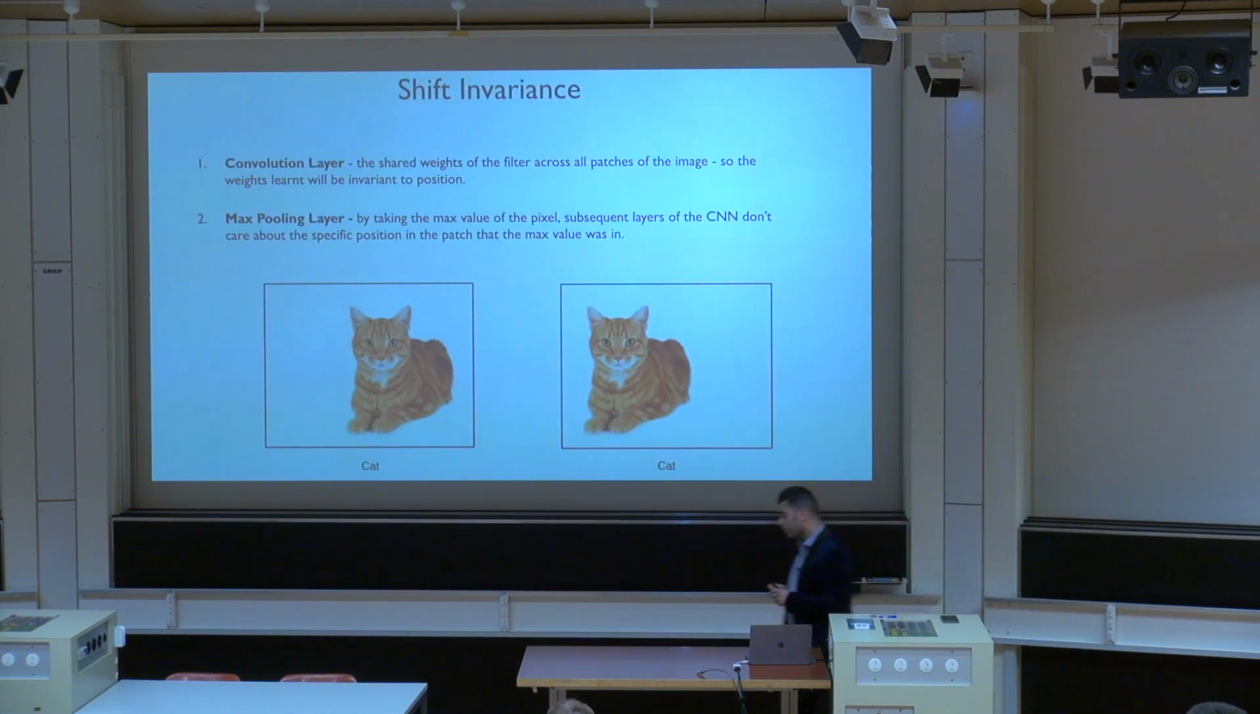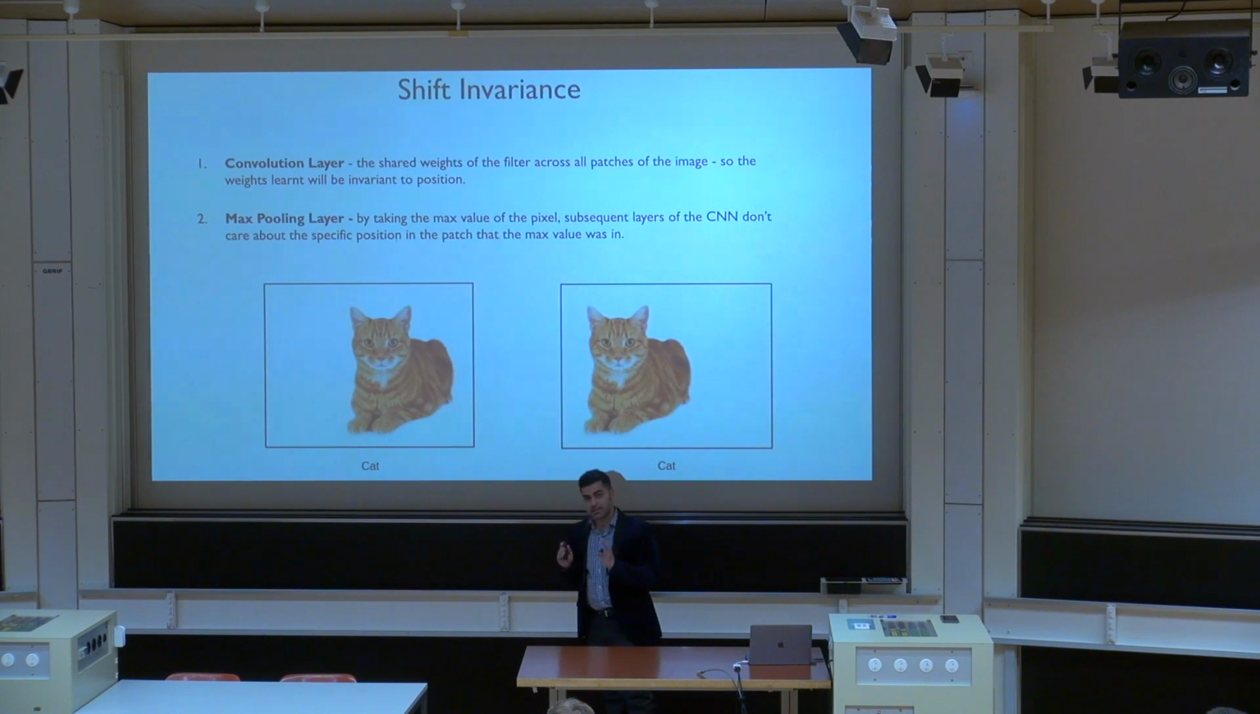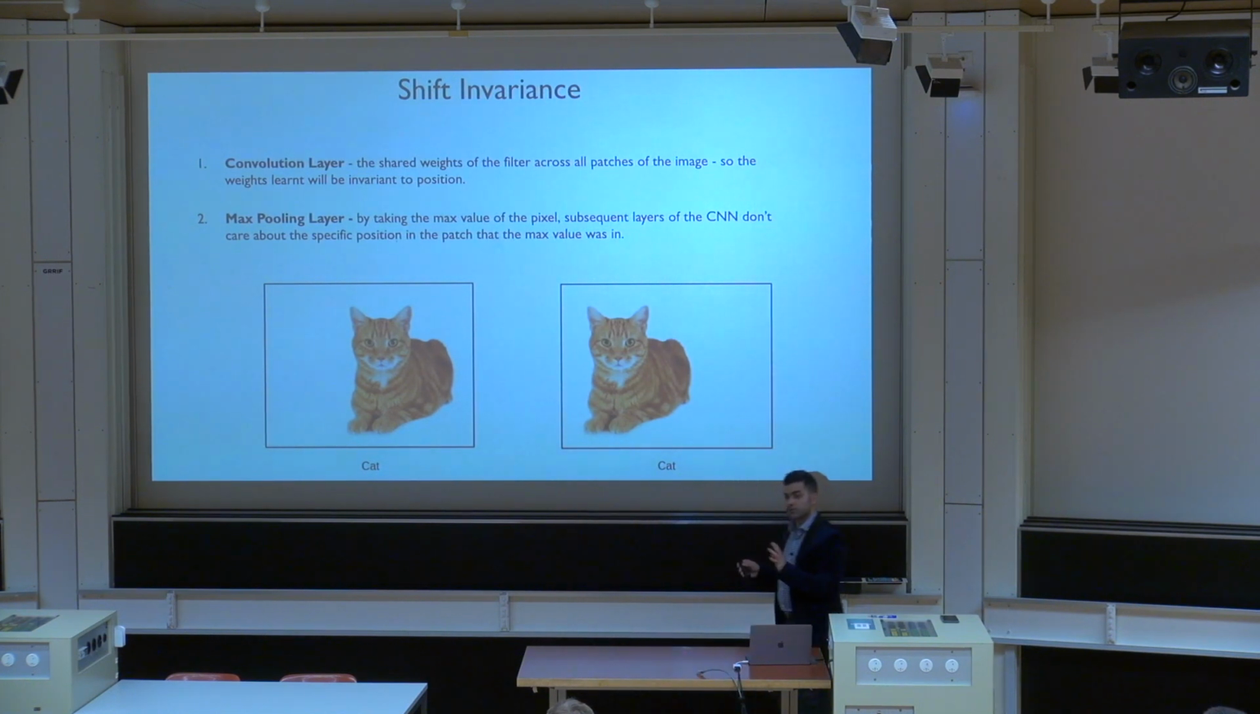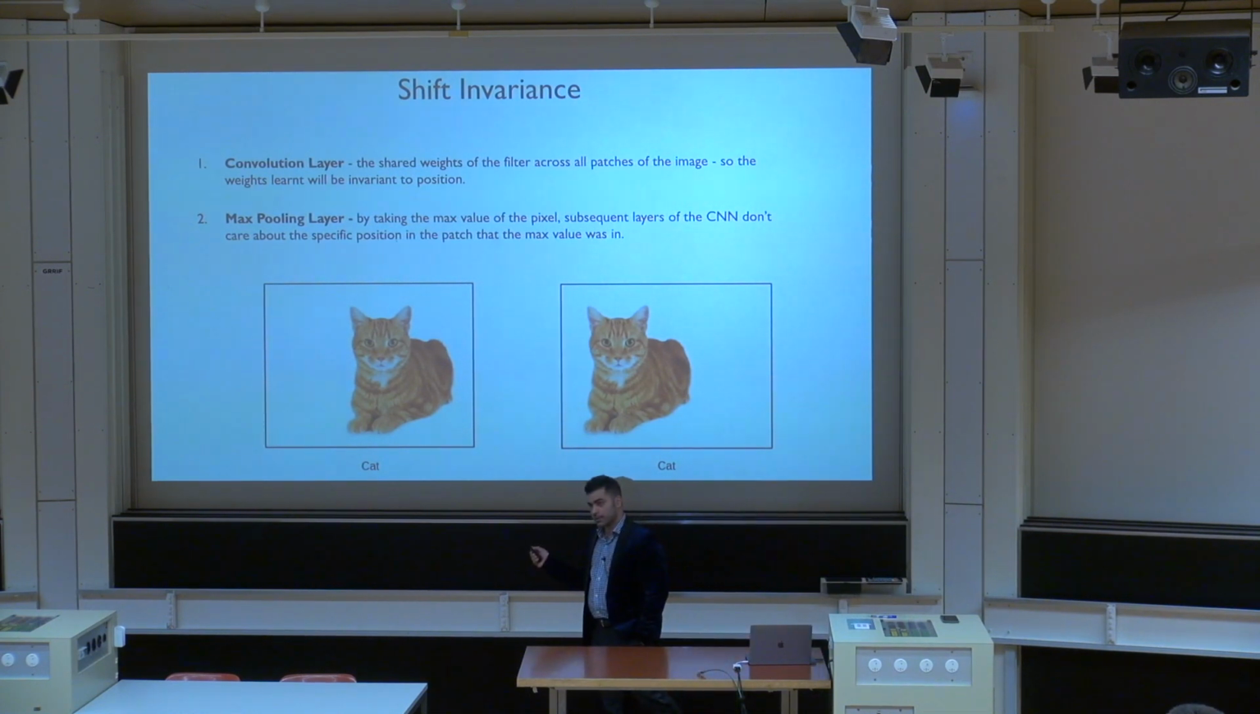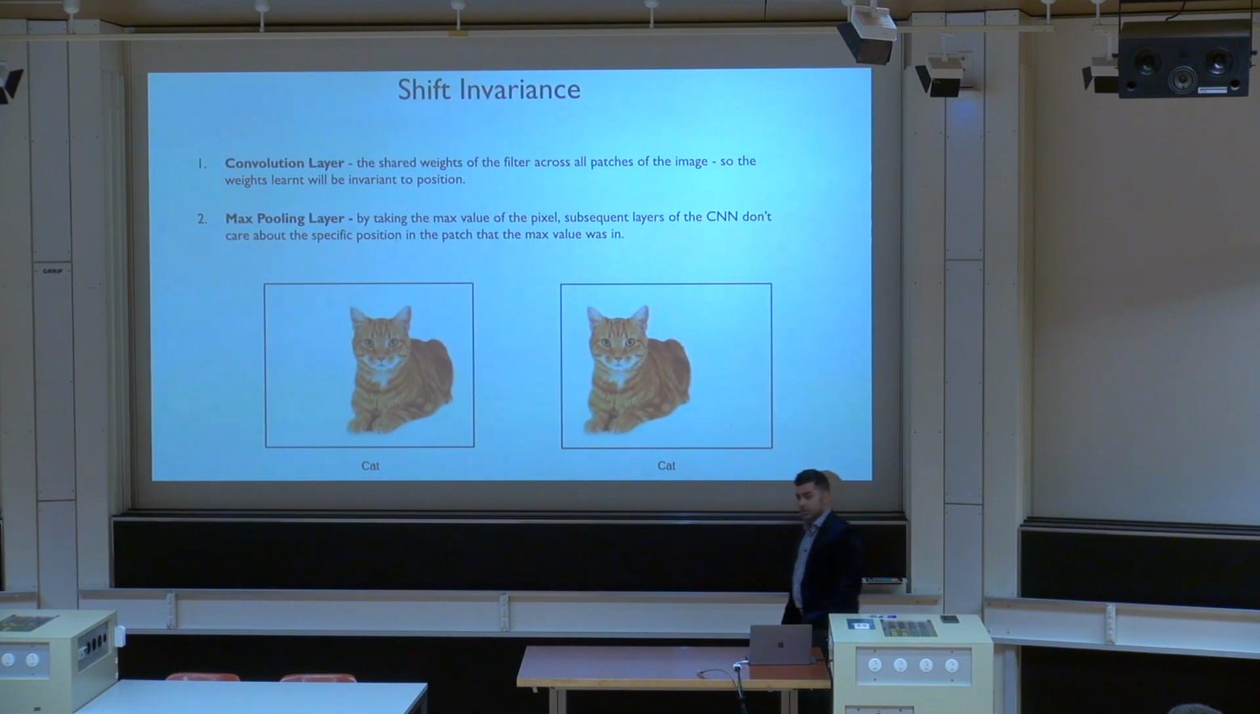So, shift invariance. The good thing about CNN is that it is invariant to the shifting of your objects. For example, if you want to classify this image for the cat category, no matter where the cat is, up, down, right, left, we classify this image as a cat, and CNN is invariant to the shifting. Why? For two reasons. The first reason is the convolution layers. As I said, they share the parameters, and this parameter sharing makes the CNN invariant to the shifting translation.